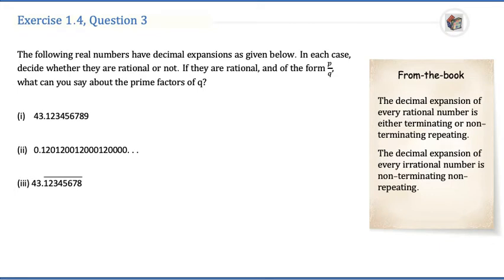Exercise 1.4, question 3. The following real numbers have decimal expansions as given below. So you're given some decimal expansions. In each case, decide whether they are rational or not. So you just have to tell, are they rational, are they not rational? And then if they are rational and of the form p by q, well, every rational number is of the form p by q, then what can you say about the prime factors of q?